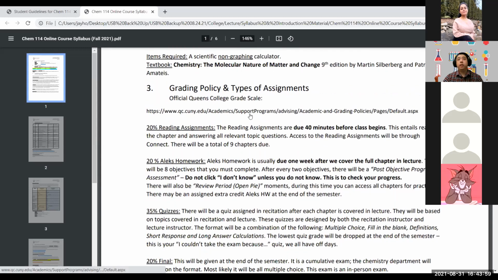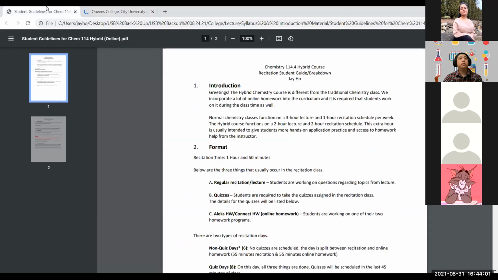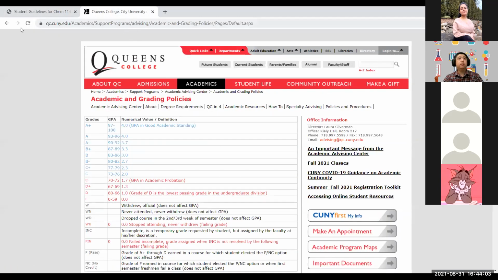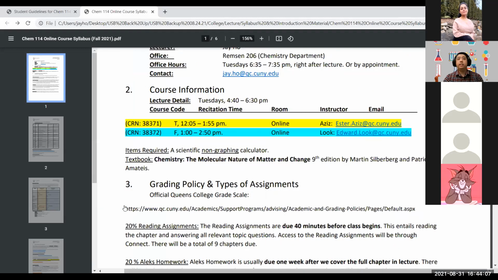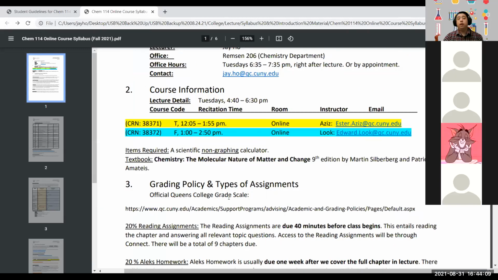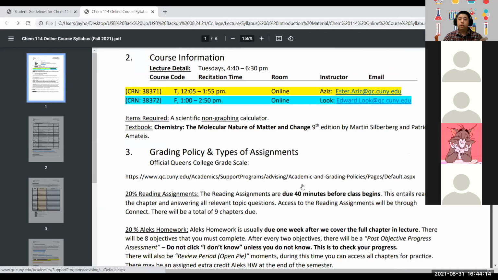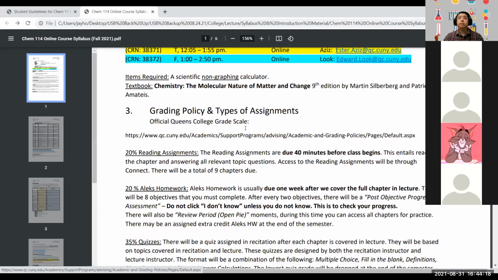So a little bit about our grading policy. Oh, I misclicked. Give me one second. So our grading policy, you can find the exact details right here on the grading scale on this link. This is the QC grading scale. I believe a 73 is a C, and then upwards, and so on.